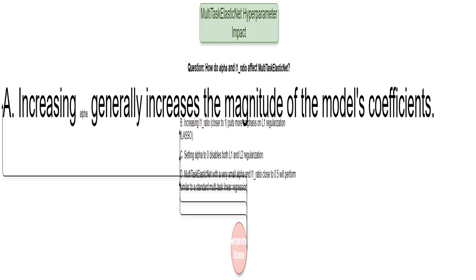Nope. Increasing ALPHA actually does the opposite. It strengthens regularization, forcing the model to shrink the magnitude of its coefficients towards 0. This helps prevent overfitting. It's like tightening the reins on a horse. It restricts the model's ability to overreact to noisy data.